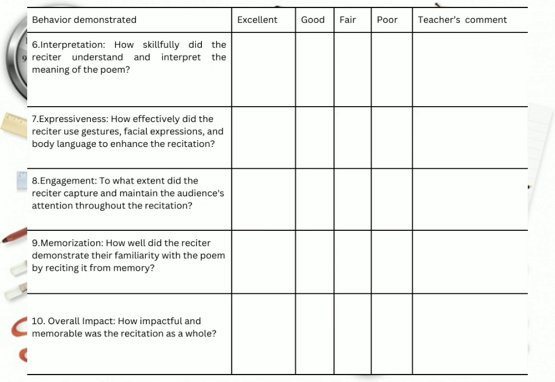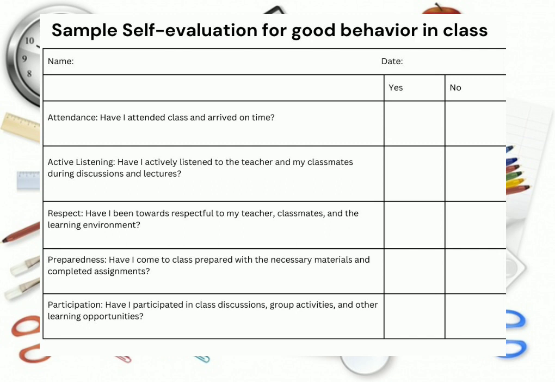Each item on the rating scale can be assigned a numerical rating or descriptive rating, such as excellent, good, fair, and poor. The ratings can be used to evaluate the reciter's performance and provide constructive feedback, in which the last column suggested teacher's comment. Now, here's a sample 10 item self evaluation for good behavior in class.